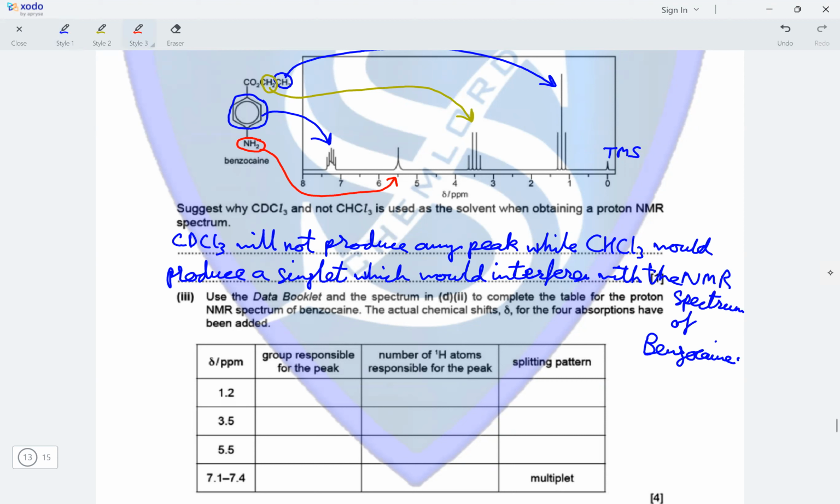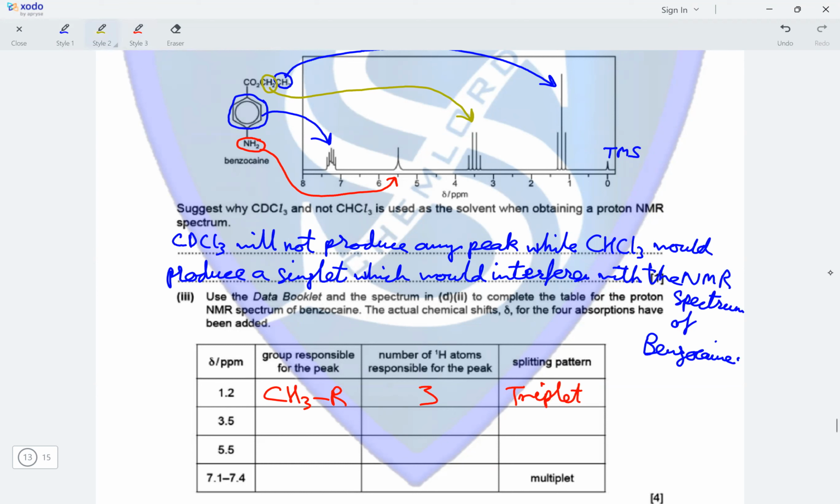Use the data booklet and the spectrum above to complete the table for the proton NMR spectrum of benzocaine. The actual chemical shifts of the four absorptions have been added. So we have already identified which peak corresponds to which environment. So we just need to put down the exact peaks for the relevant chemical shift value. So groups responsible for the peaks. At 1.2, it is a CH3 group next to an alkyl group. Number of H atoms responsible: there are three protons present in CH3, and the splitting pattern shown is a triplet.